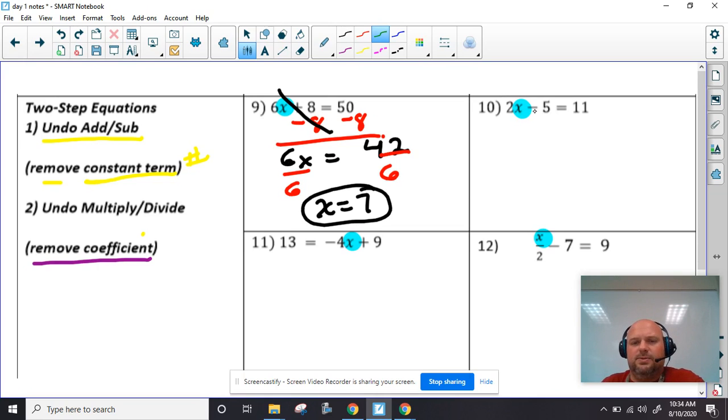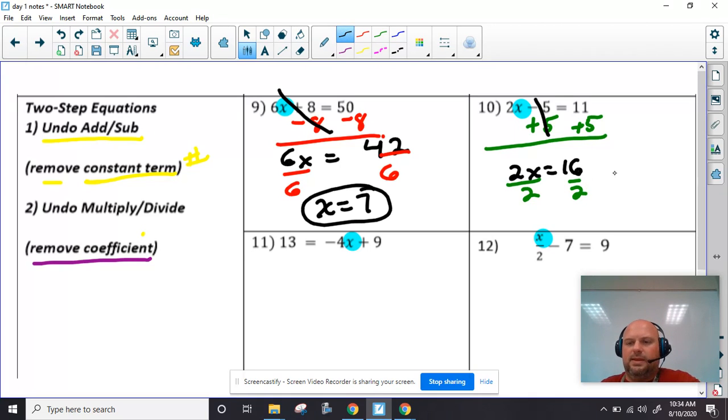All right. So step 1, I have to undo the add and subtract. Do that, gets rid of the 5s. Now I'm left with 2x equals 16. All right, so side by side, I got to divide. Dividing by 2, now I have x equals 8.